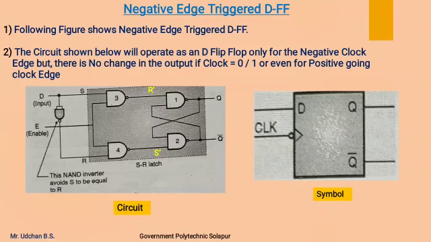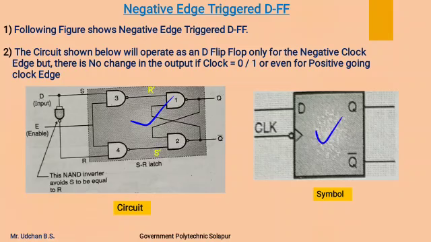Now next we will see the negative edge triggered D flip-flop, which is shown over here. This flip-flop will respond to only the negative edge of the clock pulse. It will not respond to the negative level, positive level or positive going edge of the clock pulse. Remaining operation is the same as I have explained earlier.